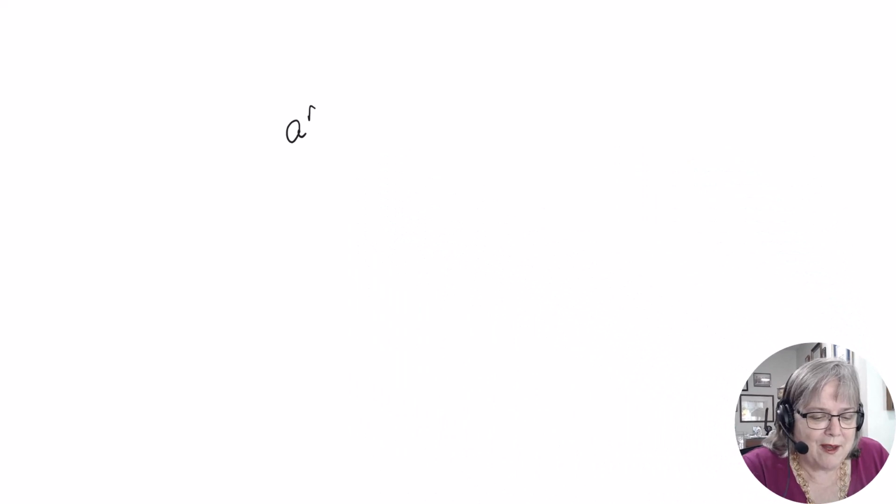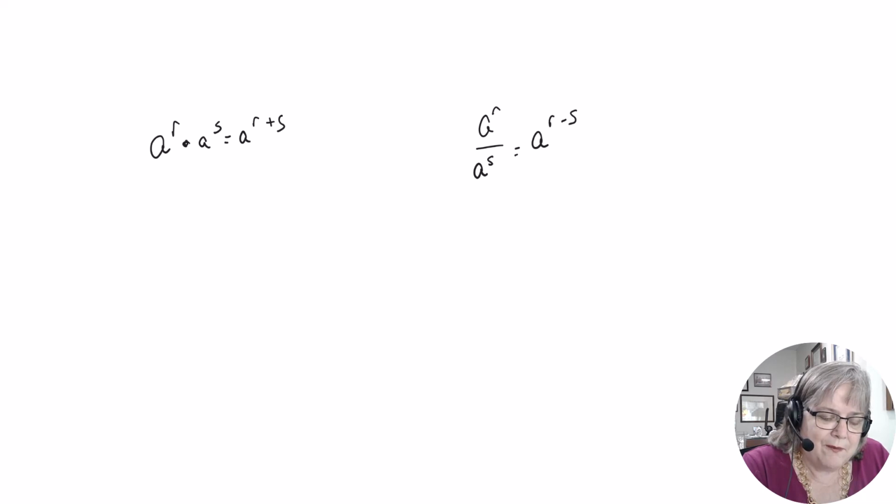So you remember you had a to the r times a to the s is equal to a to the r plus s, and a to the r over a to the s is equal to a to the r minus s. So if you look here and kind of listen to what I'm saying: if you have a base raised to a power times the same base raised to a power, you add the powers. So when you're multiplying like bases, you add the powers.